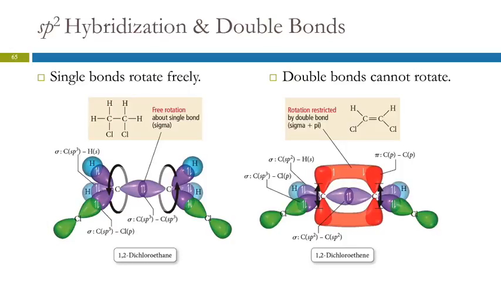So what would rotation be useful for? Well, when you have a large molecule, rotation makes it more flexible. It can curl up on itself or it can stretch out.